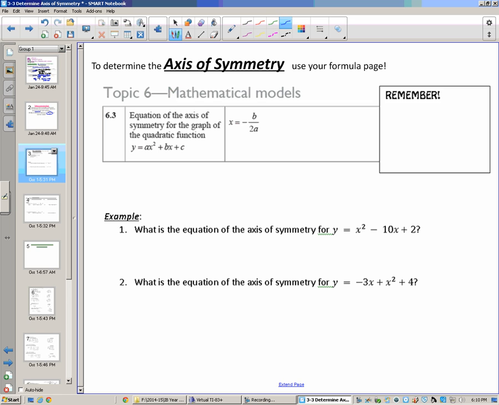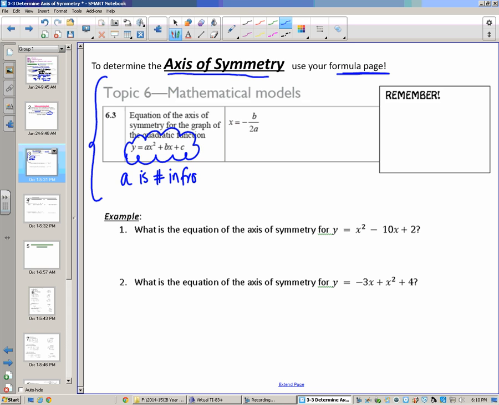To determine the axis of symmetry, use your formula page. We've been looking at this for the past couple of days. Make sure that your equation is in this form. Remember, the a is the number in front of x squared, and the b is the number or coefficient in front of just the x. So you have to be careful to make sure that you have the x squared, then the x, then the c. And the equation is x equals negative b over 2a.